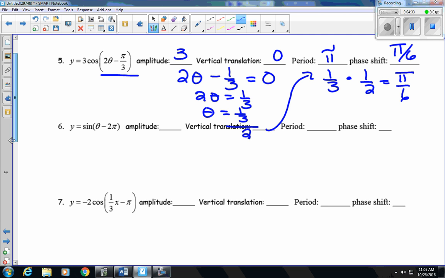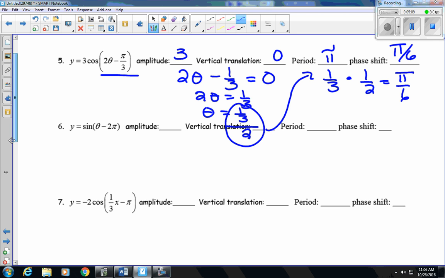But I want you to look at something. The formula for phase shift is the opposite of C over B. Isn't that what you get when you solve the argument? The opposite of C is positive 1/3 over B. That's what I get when I solve that very simple algebra problem. That's all I'm doing, is changing this whole process to just be negative C over B. So the phase shift is a positive pi over 6.